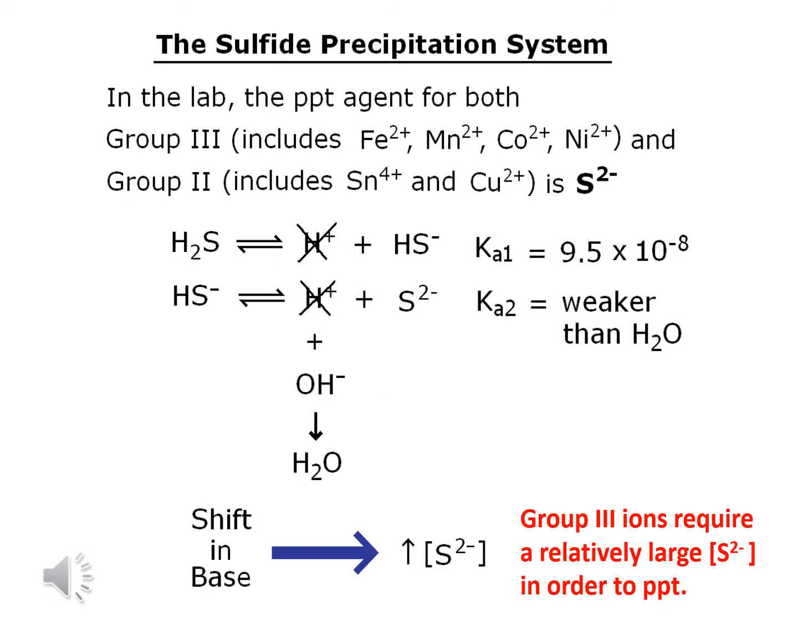But the idea is that for the ions in group 3, shown above here, the concentration of S2 minus in pure water is not enough. And so what you can do is make the solution basic. You increase the pH, which is equivalent to adding OH. And if you eat the H pluses by making water, you shift to the right, which increases the concentration of S2 minus. And that allows it to be high enough to be able to precipitate the group 3 ions.